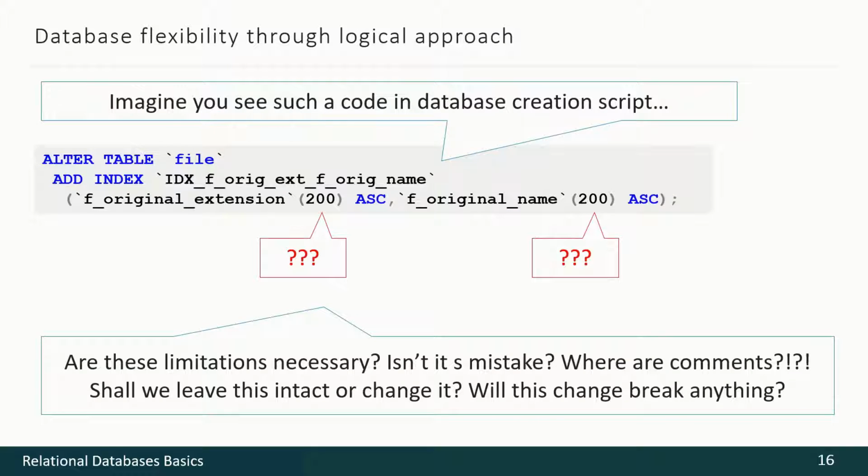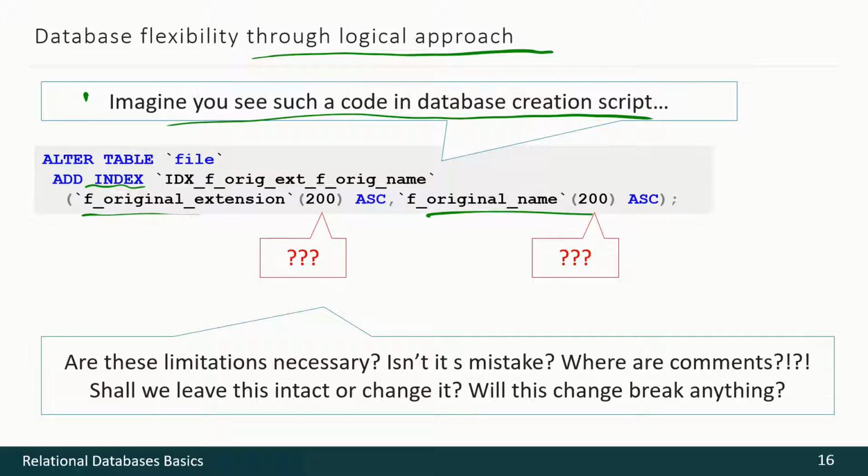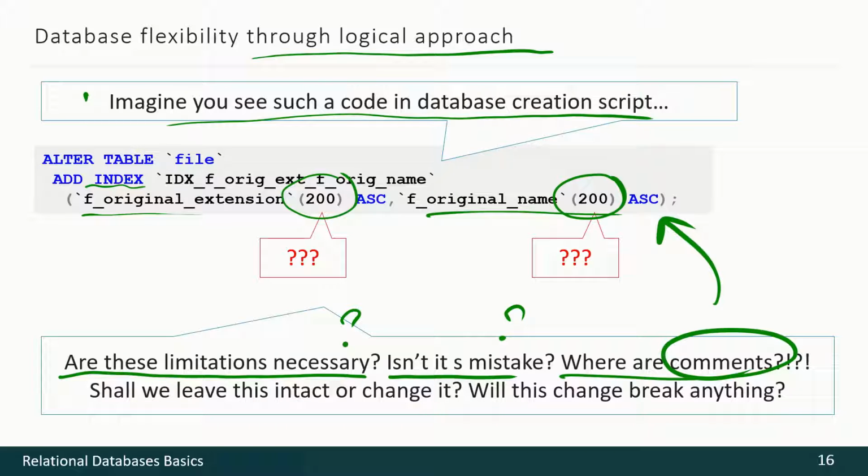And the next idea is rather obvious. Always use some logical approach. Imagine that in some code you see the following script. We create an index with two fields, and those fields are limited with an indexed length. Are these limitations necessary? Or maybe it's a mistake? Where are the comments? How can we understand the source of this decision? Shall we leave it intact or change it?